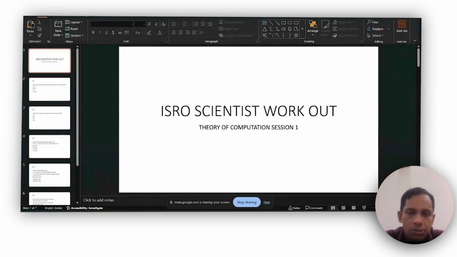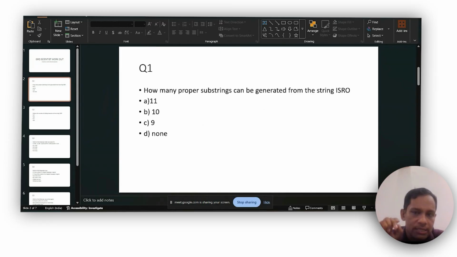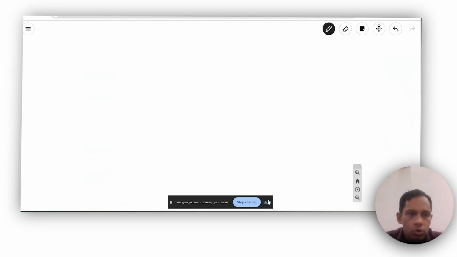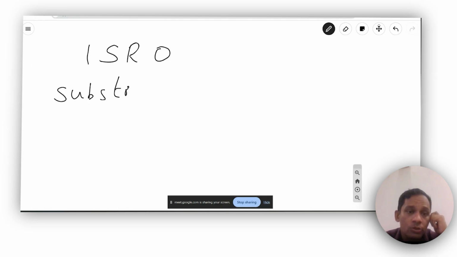Let us see the first question. How many proper substrings can be generated from the string ISRO? Let's see how we can do that. You are aware of the proper substring concept, I guess. Substrings means characters should appear together.